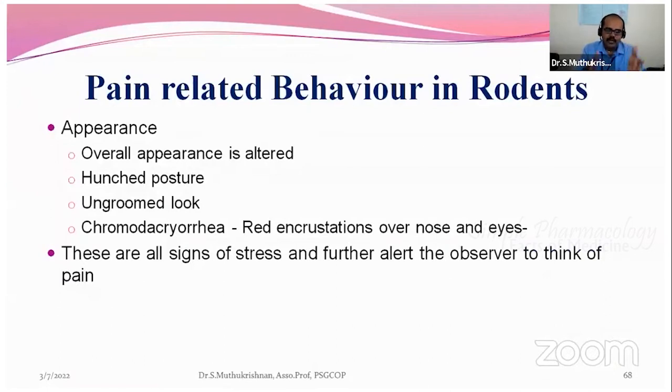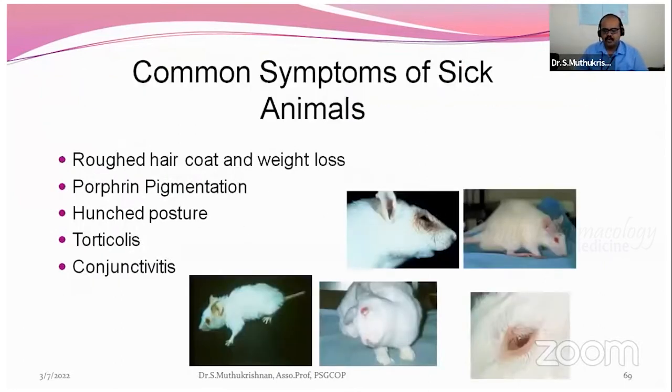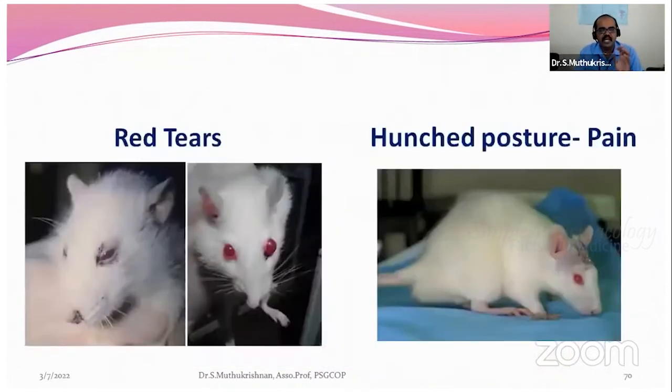So what is the problem mostly in this case? Pain-related behavior in rodents is very, very difficult to understand, whether the animal is really going to suffer or not. So for those cases, I have shown some pictures, which those who have done animal studies may recognize: roughed hair coat, chromodacryorrhea, hunched posture, torticollis and conjunctivitis. These are the signs which indicate the animal is in a sick condition.